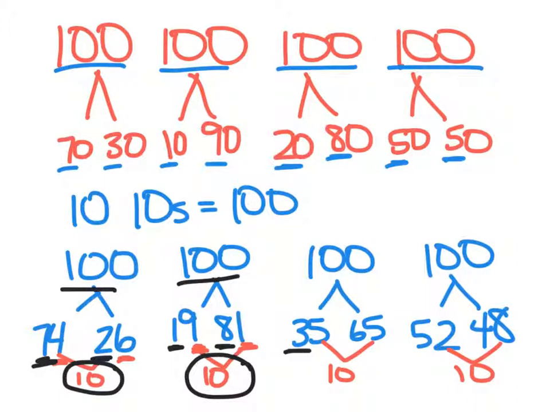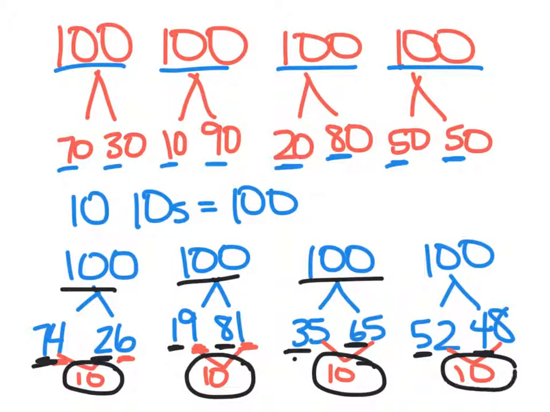Same thing is true for the next math mountains. 3 tens and 6 tens is 9 tens, which is 90, plus that extra 10 gives you 100. 5 tens and 4 tens is also 90, plus the extra 10 gives you 100.